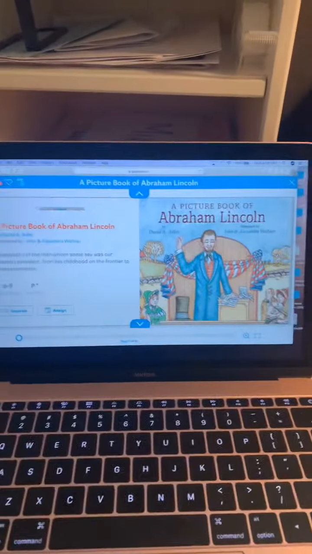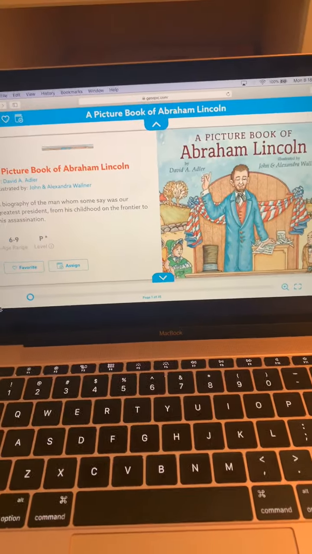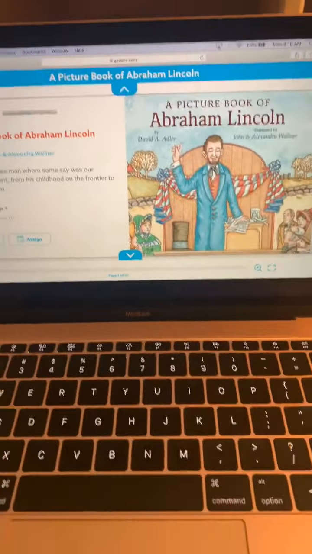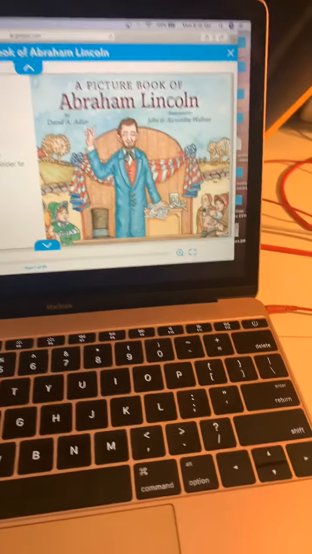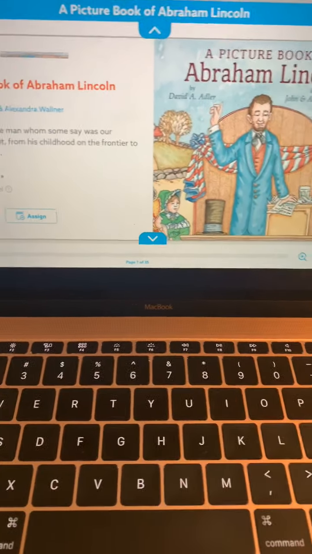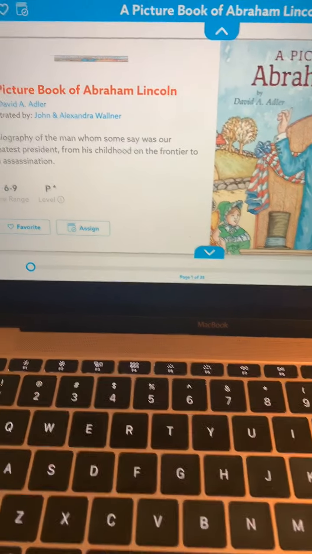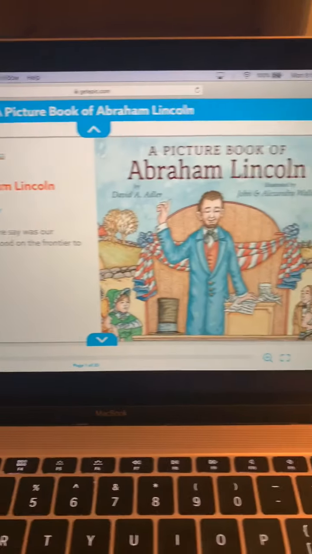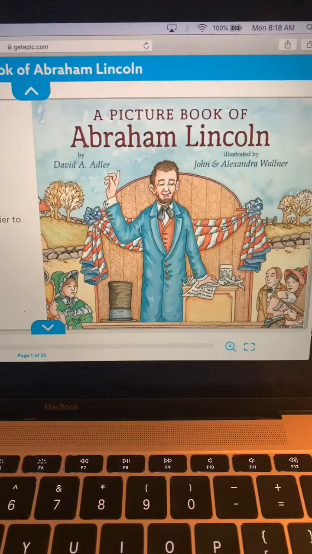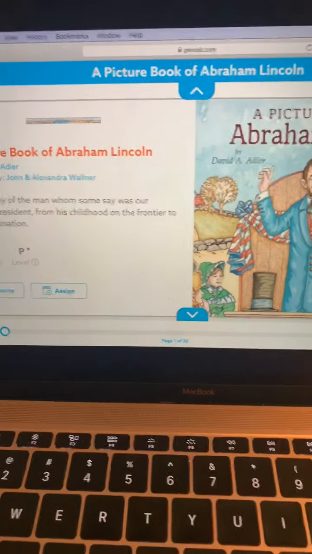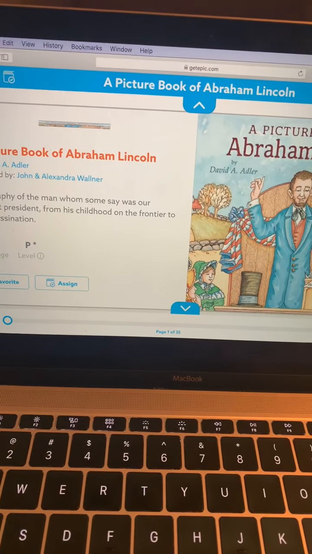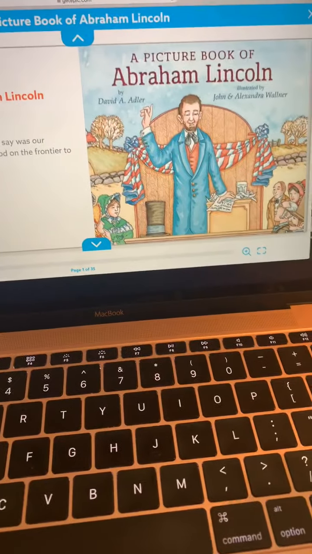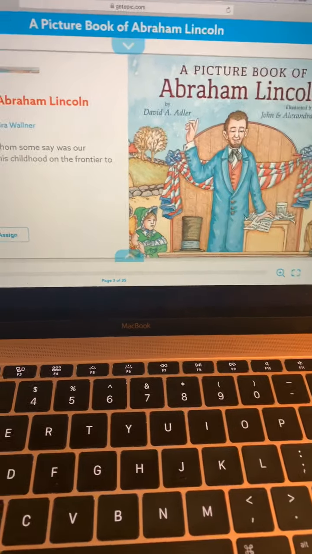Here was the picture book text that I found on Epic. This one I also read last week. I read some of it to you. This is by David Adler. Again, it's on Epic. Here's the cover of the book. When you go into the book, why is this not letting me? Okay.